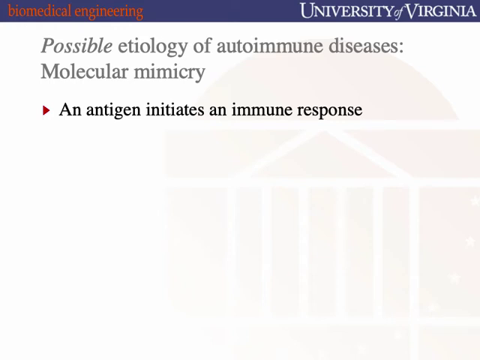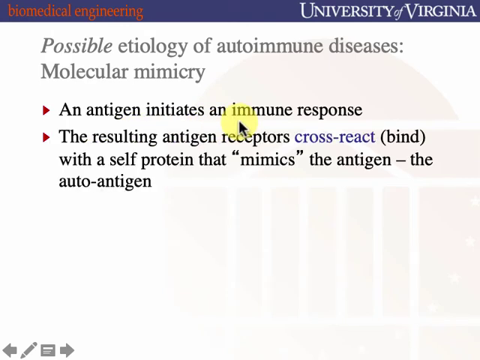And this is one of the concepts of molecular mimicry, where you have an antigen that is going to initiate some type of immune response, but that antigen receptor, B-cell receptor, T-cell receptor, also recognizes something that's very, very similar. All right, so we're going to result in antigen receptors that, quote-unquote, cross-react. This is not a chemical reaction, it's just a binding event.